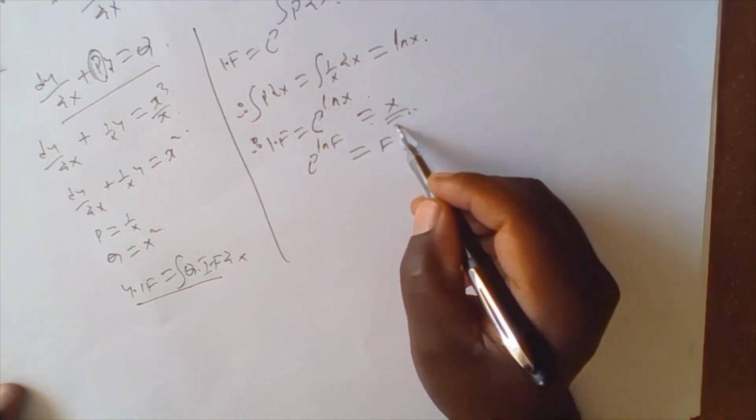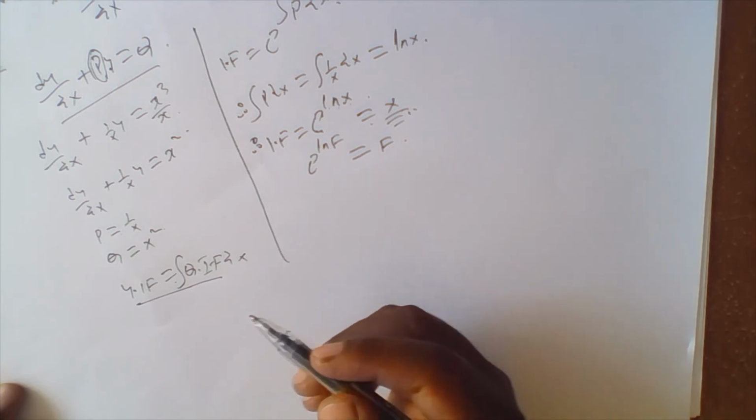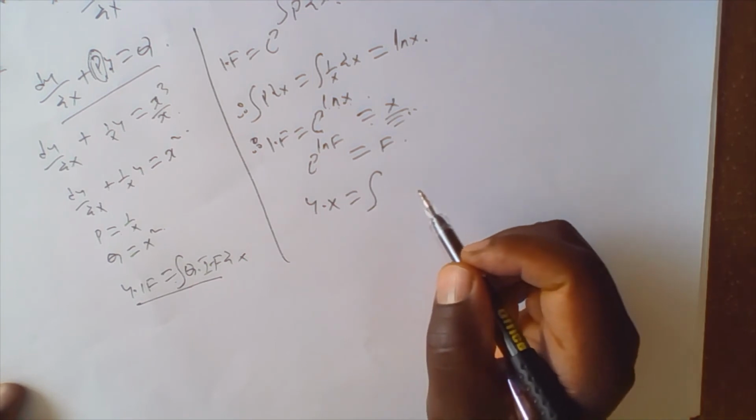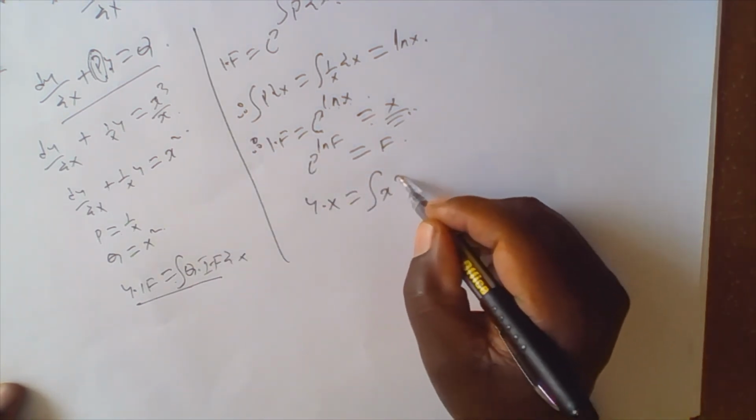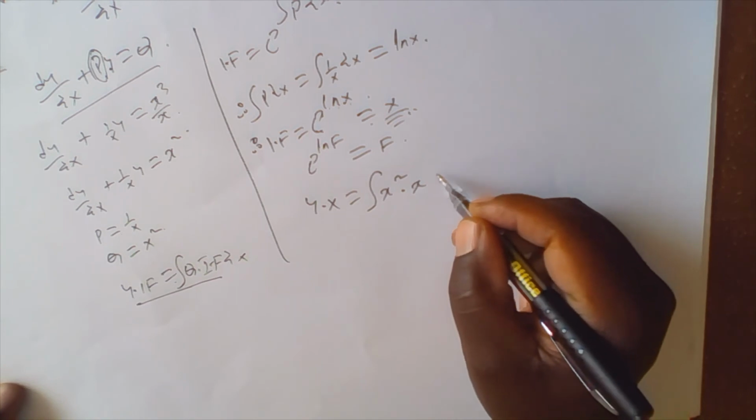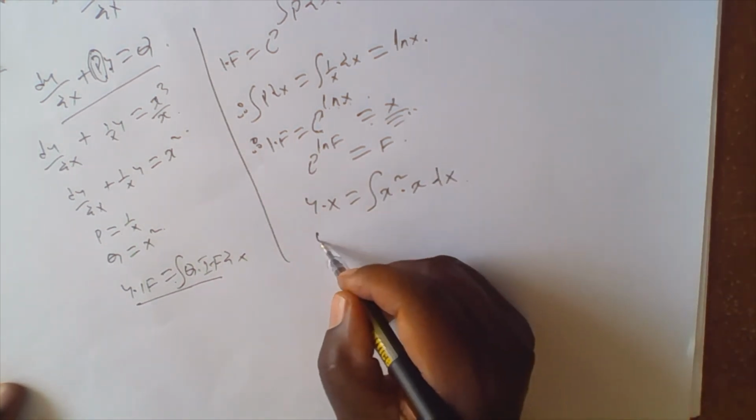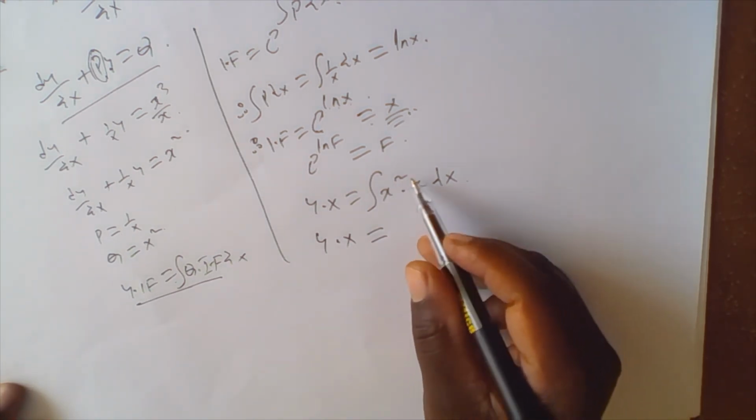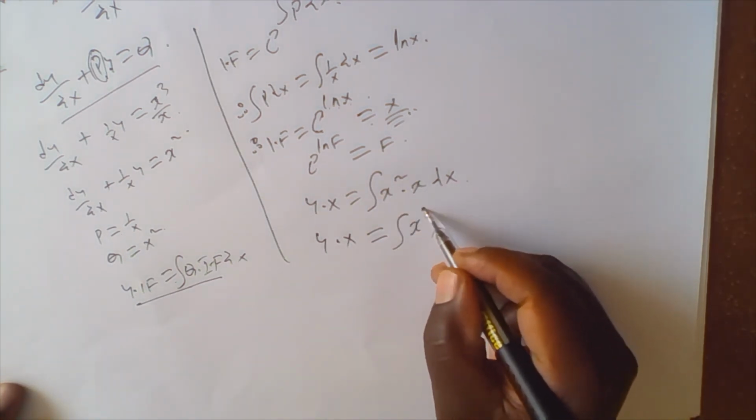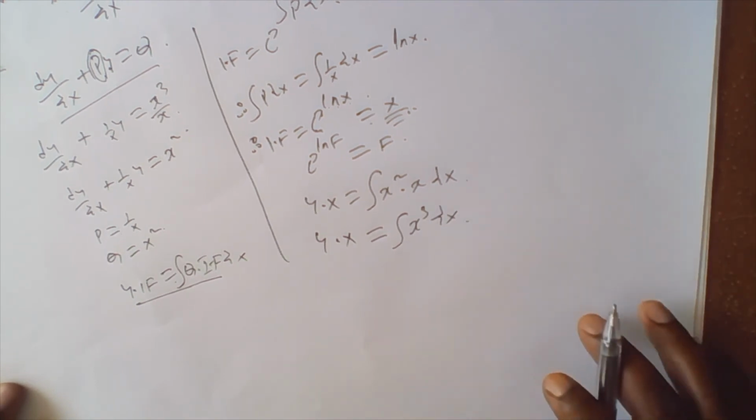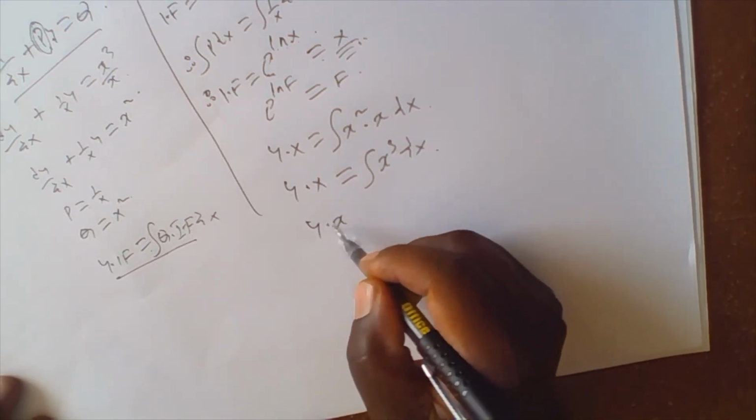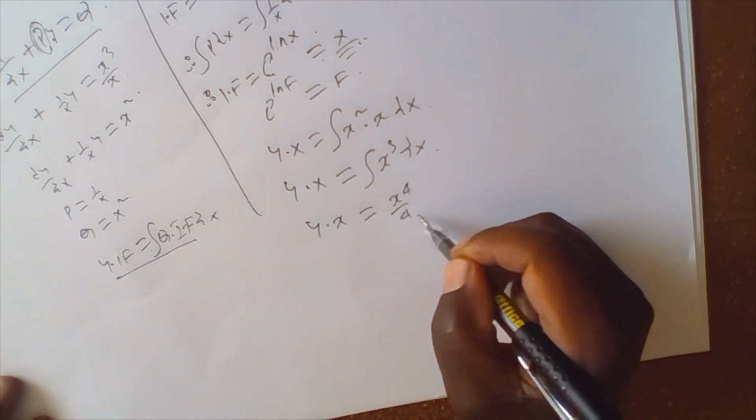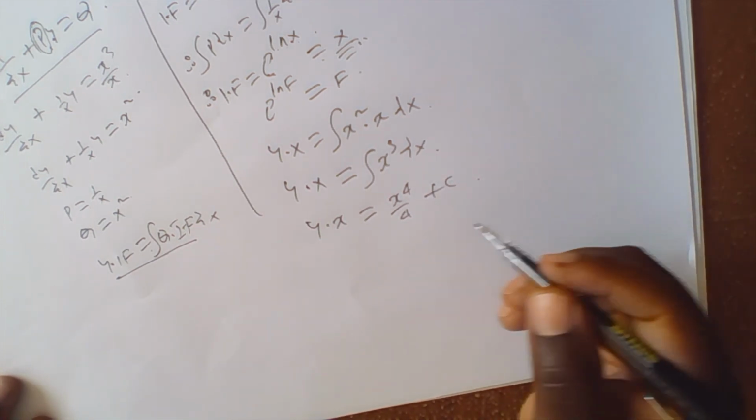Once we have the integrating factor, which is x, then we substitute in this equation. So it will be y times the integrating factor, which is x, equals the integral of q, which is x squared, times the integrating factor, which is x, dx. So y times x will be equal to, x squared times x, you get x cubed, dx. So y times x equals, when you integrate x cubed, you get x raised to 4 all over 4 plus a constant of integration.